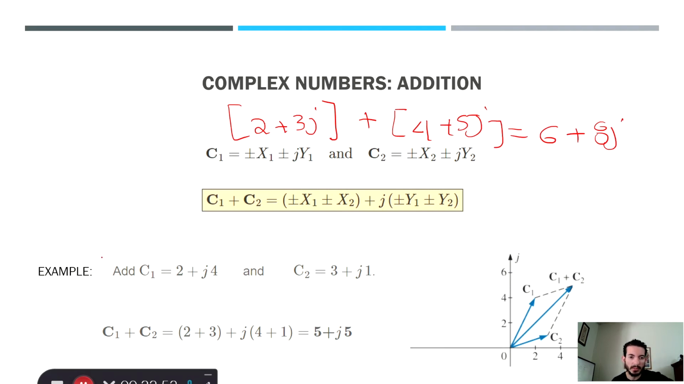Okay, this is another example right here. 2 plus 4 and 3 plus 1. The imaginary is 1 imaginary as well, so real with real. 2 and 3 is 5, and 4 and 1 is 5. So 5 real, 5 imaginary, and that is plotted right here.